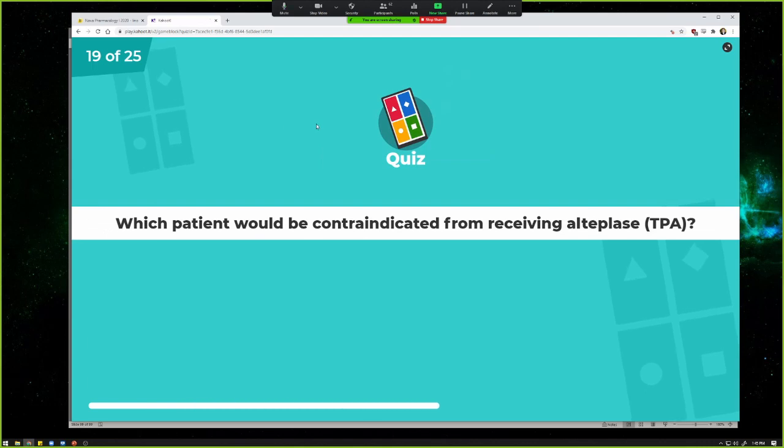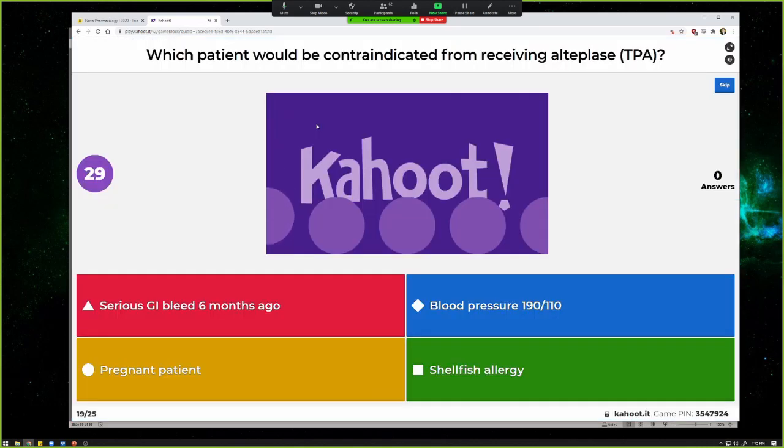Which patient would be contraindicated from receiving alteplase or TPA? That had a serious GI bleed 6 months ago. They have a blood pressure of 190 over 110. They are a pregnant patient, or they have a shellfish allergy.